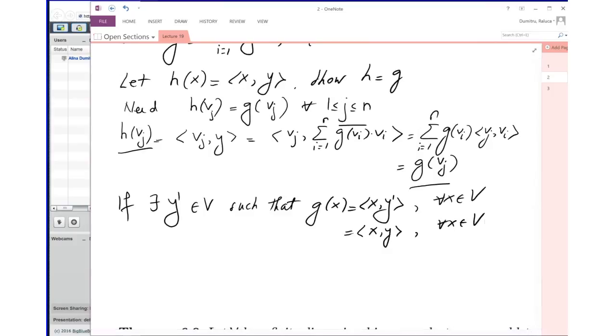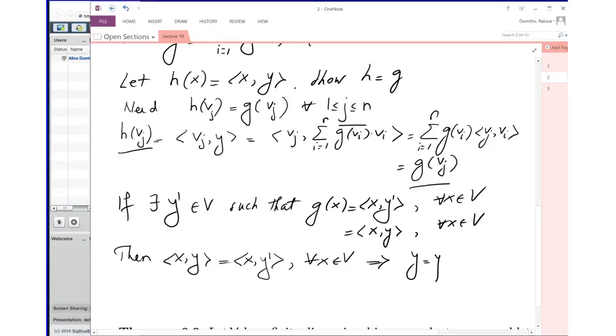How can that be? Well, we showed that when you have an identity, an equality like this, that holds for every x in V, it was one of the properties of the inner product, then that will imply that y and y prime must be equal. And that's something from 6.1, one of the properties there.